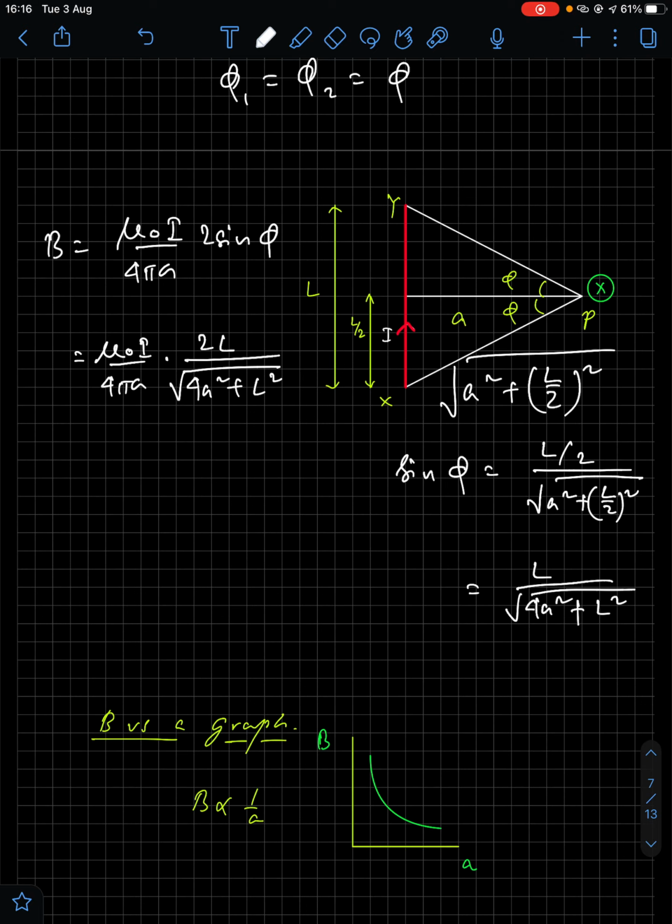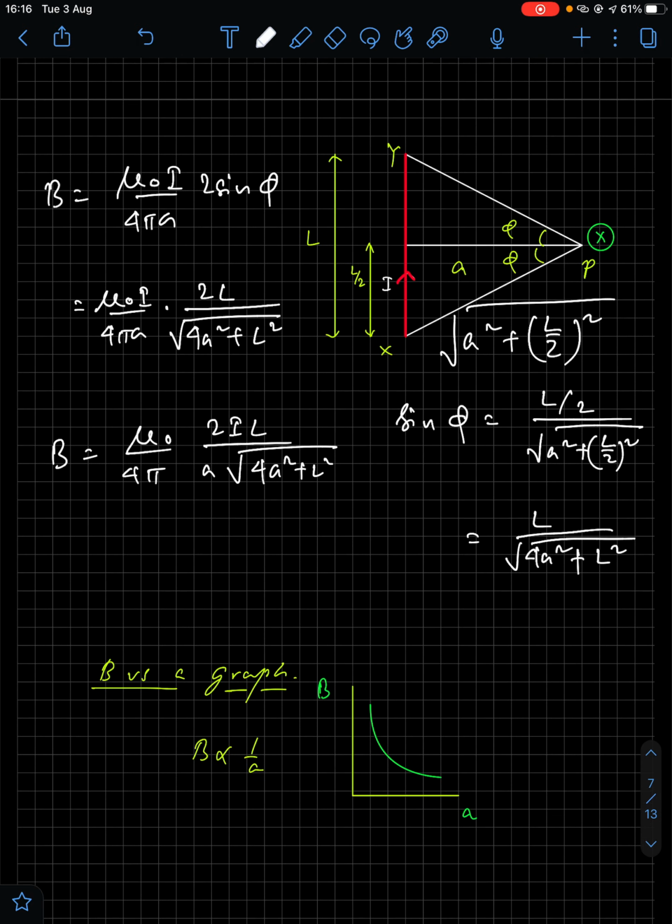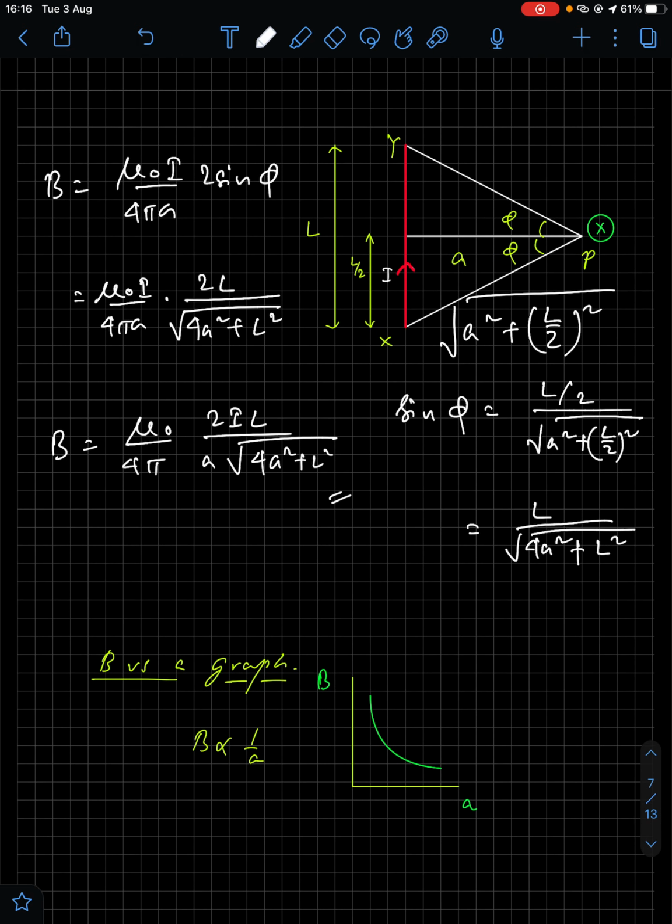Okay, so after some rearrangement, like this I will be brought here, it will make it twice IL, and a will be attached with this quantity. So B will become mu naught by 4 pi. It's like separating the mu naught by 4 pi constant, because it has a direct value of 10 to the power minus 7. So mu naught by 4 pi, then twice IL divided by a square root of 4a square plus L square. Okay, so this is the relation here.